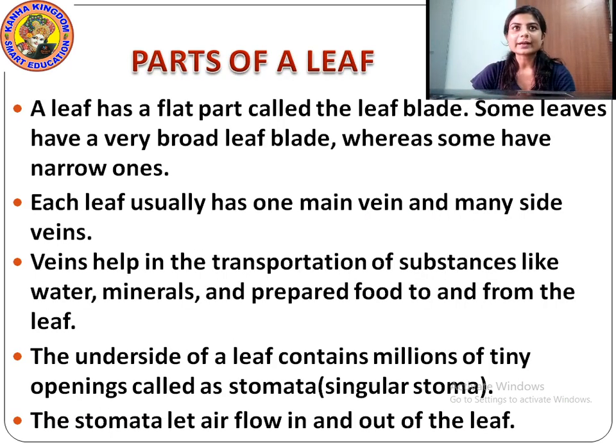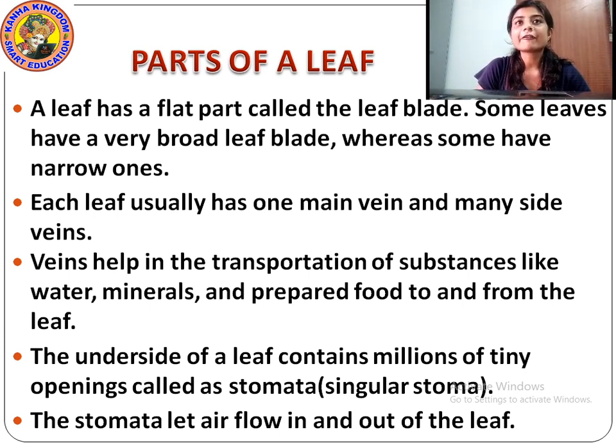And now students, what are the different parts of a leaf? A leaf has a flat part called the leaf blade. Leaves are usually flat, yes or no? And that flat part is called the leaf blade. It is also called lamina. The leaf blade is also called lamina. Okay, the flat part of a leaf is called the leaf blade.